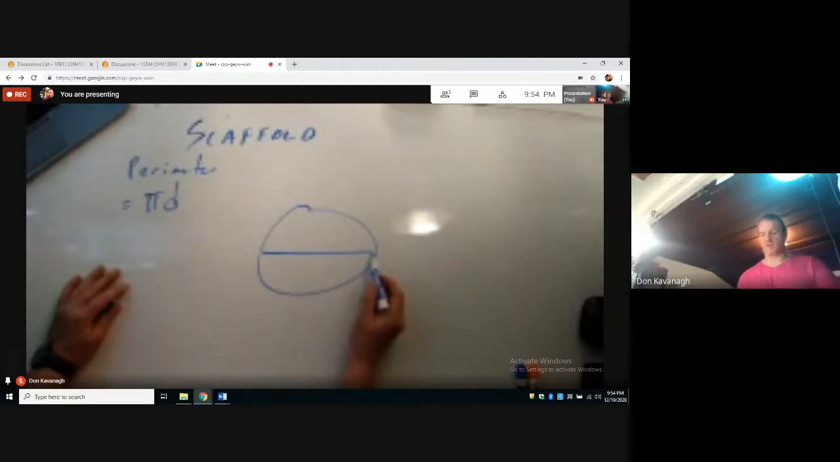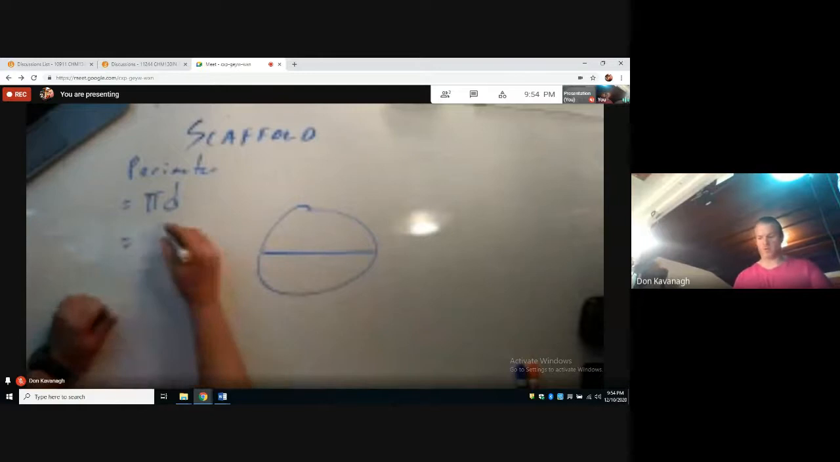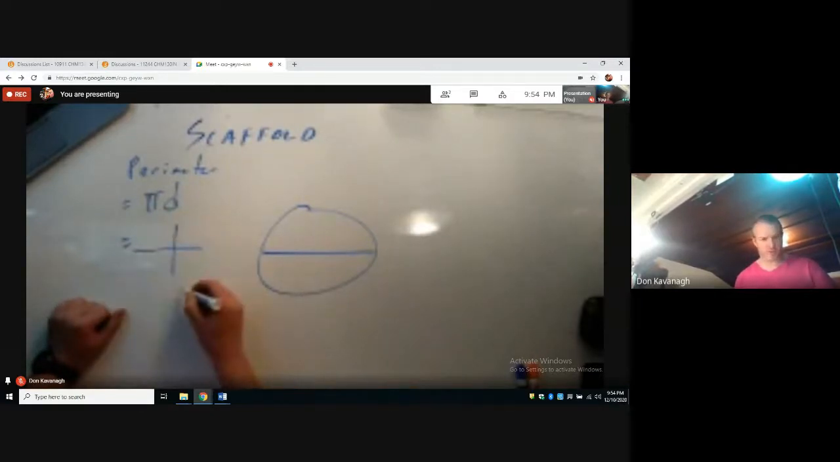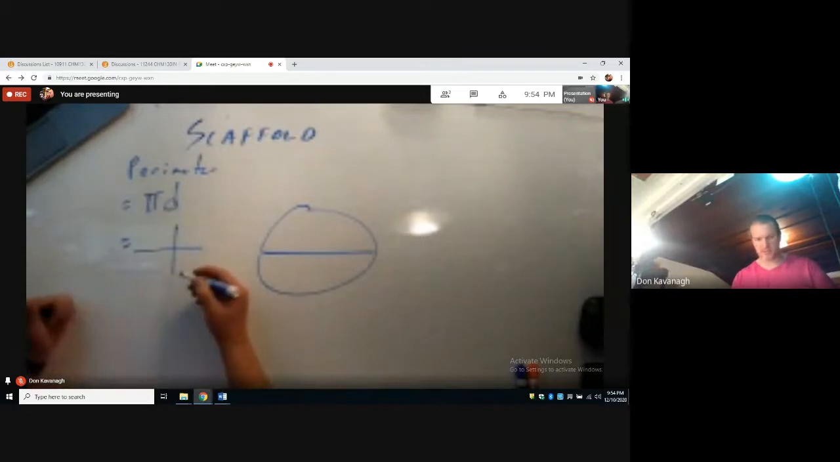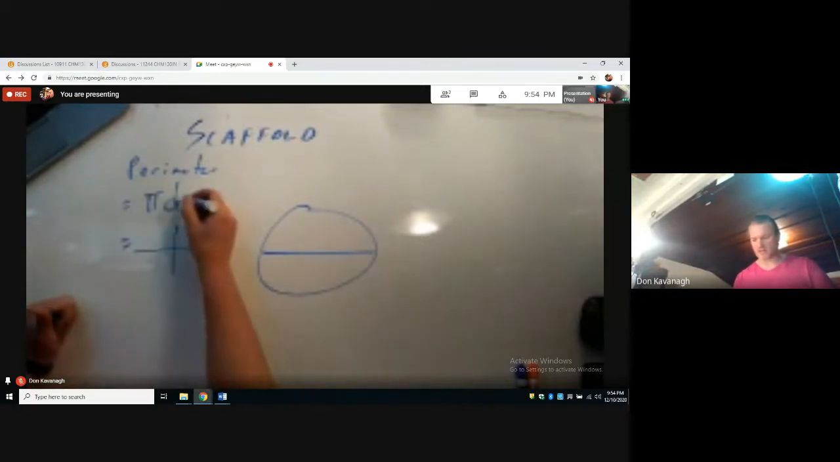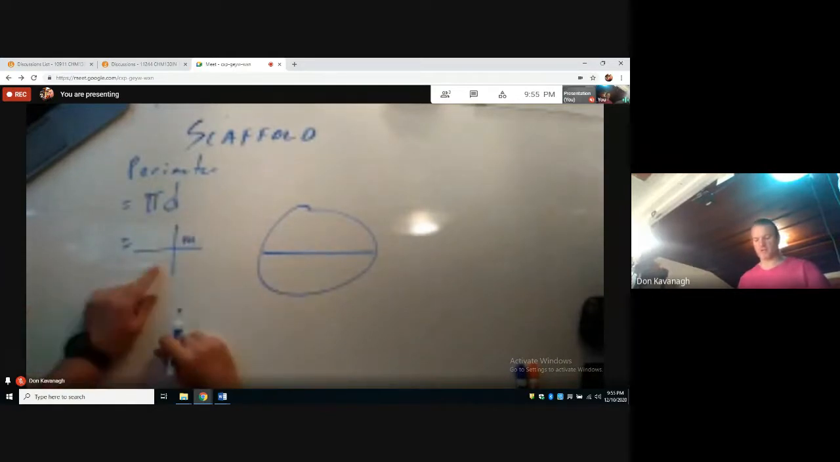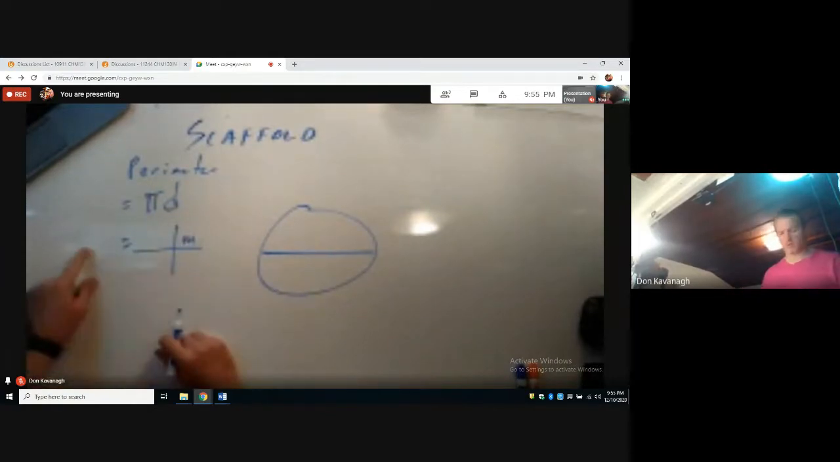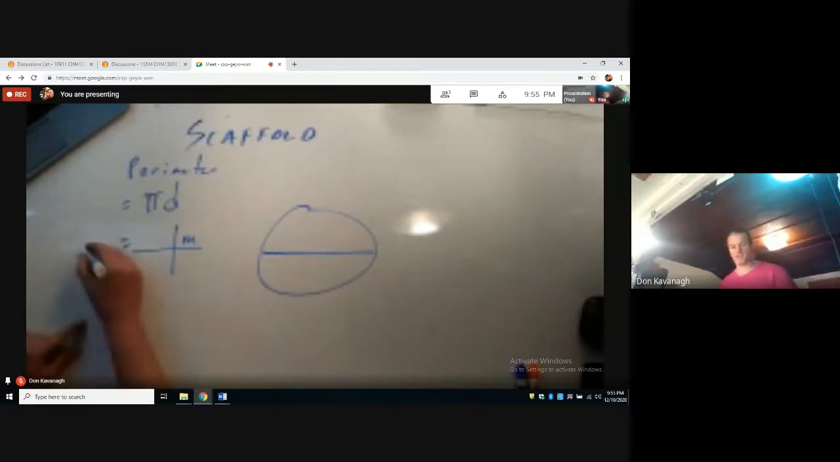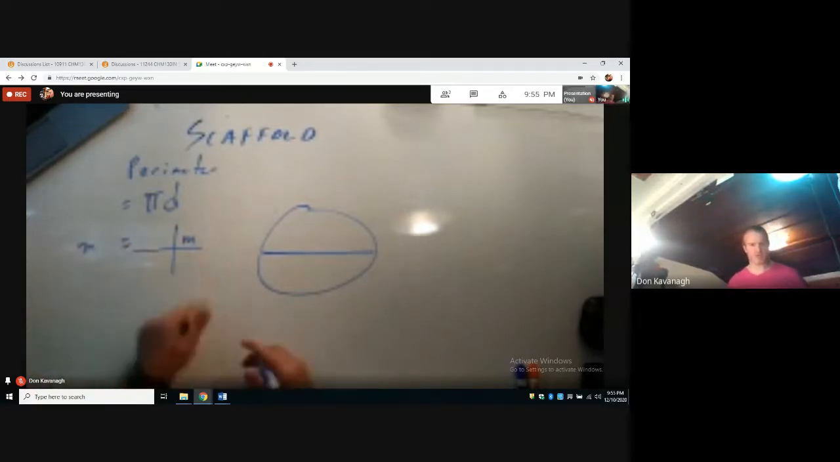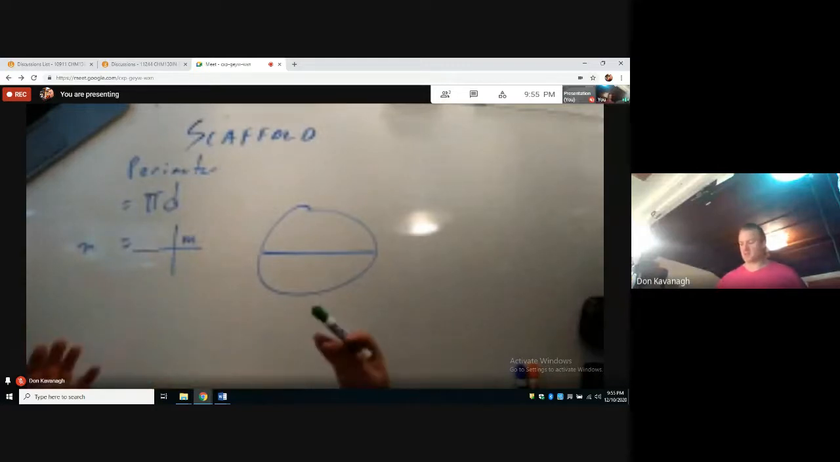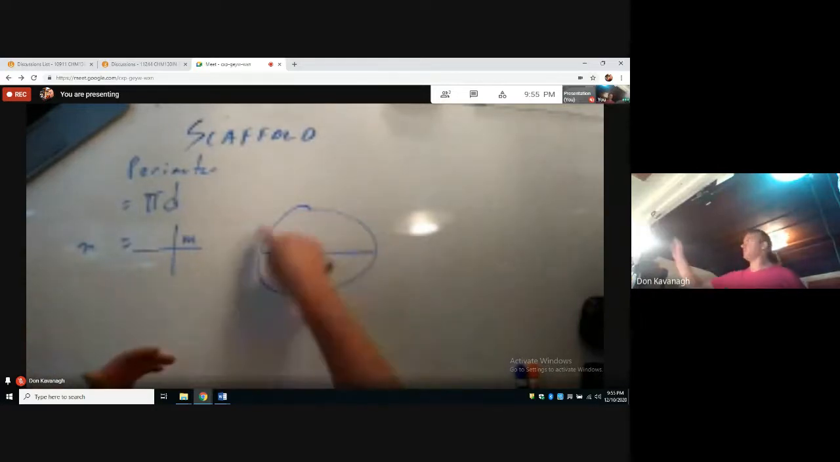So this formula here, when plugged into a scaffold, pi is just a number, it doesn't have any units to it. D is a number that has the unit meters. In this little baby scaffold here, the perimeter or circumference of a circle is only in the unit of meters, which makes sense. It's just a length.